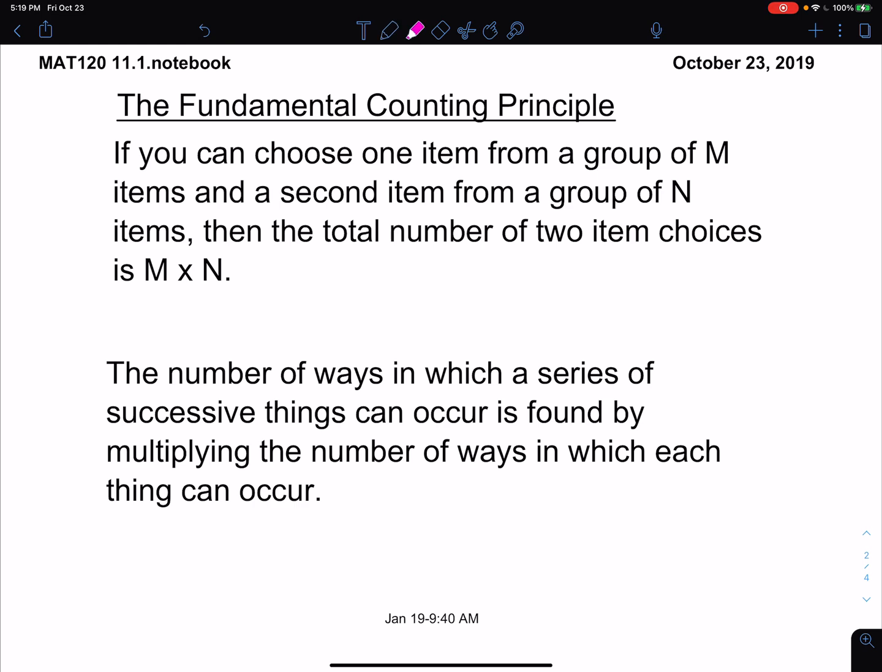So where we just talked about it, the one item from a group of m items, that's like our shirt. We chose one shirt from the 3 possible shirts we had. And then we choose a second item from the group of n items. That was like the pants. We chose one pair of pants from the 2 options that we had, and we multiplied them together. Then the second definition essentially tells us that we can use that fundamental counting principle even when we have more than 2 things. So they tell us that the number of ways in which a series of successive things can occur is found by multiplying the number of ways in which each thing can occur.